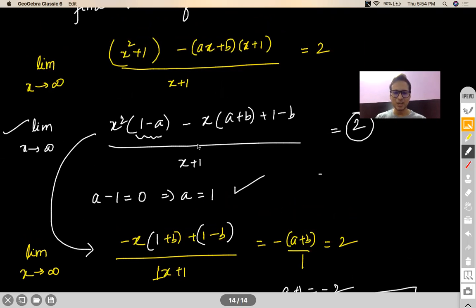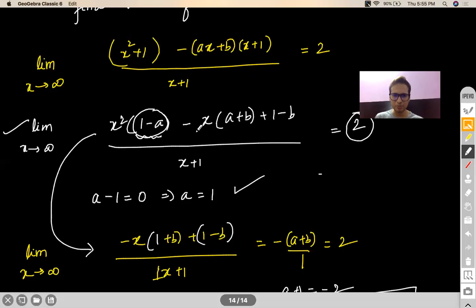Okay. Now, if this term were to exist and not be 0, your answer would have been infinity or minus infinity, depending upon the sign of 1 minus a. But your answer is not infinity or minus infinity, it is actually 2. So this term should not have existed in the first place. So a minus 1, or 1 minus a, whatever you want to call it, should have been 0. That means a would have been 1.